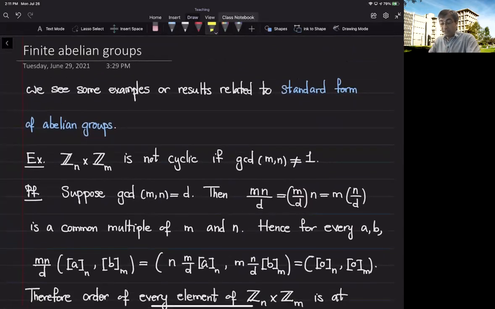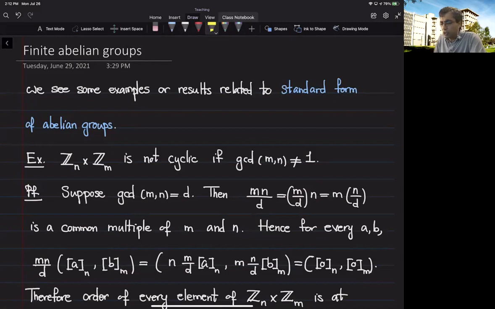Notice that I've mentioned this example using the Chinese remainder theorem: if n and m are coprime, then Z sub n cross Z sub m is a cyclic group, and therefore it is in fact isomorphic to Z sub mn. Now the next example says that this is in fact an if and only if statement, meaning Z sub m cross Z sub n is not cyclic if m and n are not coprime. Let's see why this is the case.